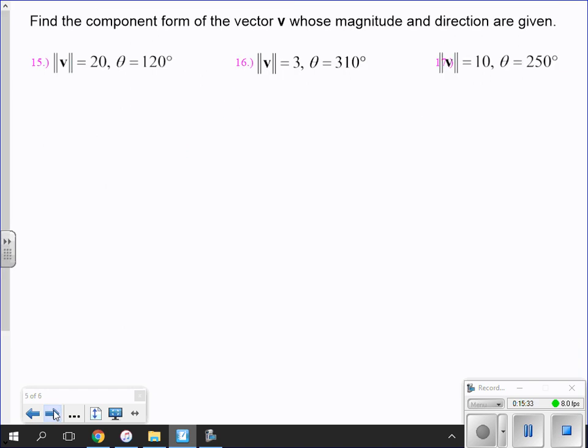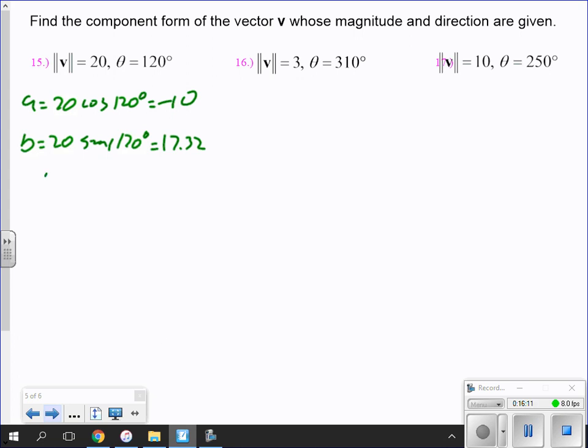Okay. Find the component form of a vector whose magnitude and direction are given. So magnitude and direction means A is equal to the magnitude times the cosine of the angle. So that would be 20 cosine of 120 degrees, and you end up getting negative 10 for that. And B would be 20 times the sine of 120 degrees, and you end up getting 17.32 for that, which is, I believe, 10 root 3.